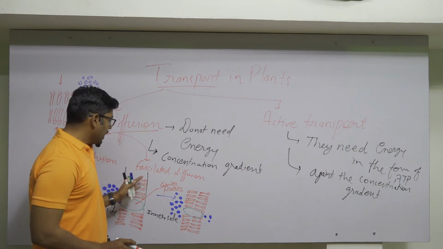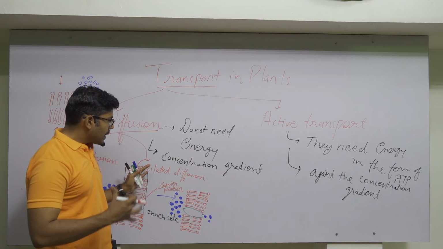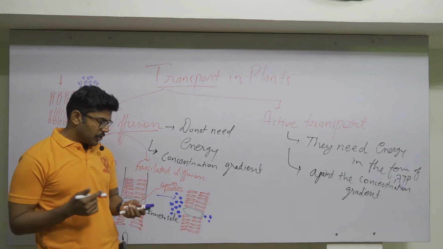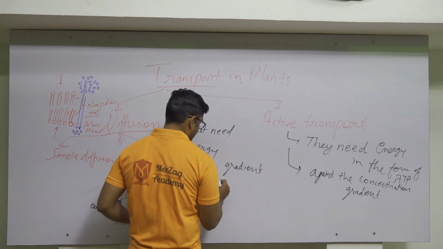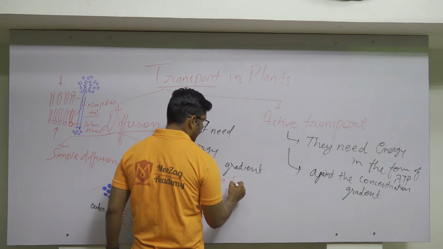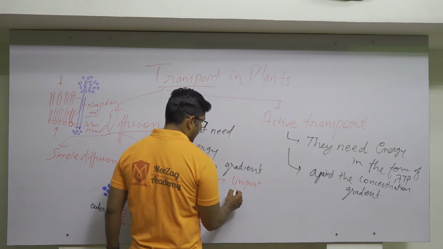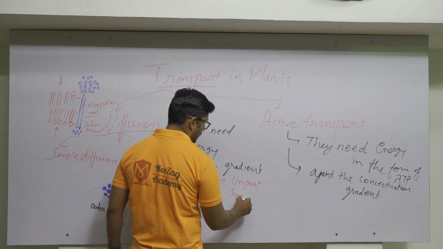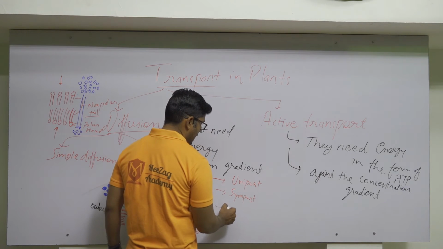Okay, and the facilitated diffusion is again divided into three parts. These three parts are, first, uniport, symport, and antiport.